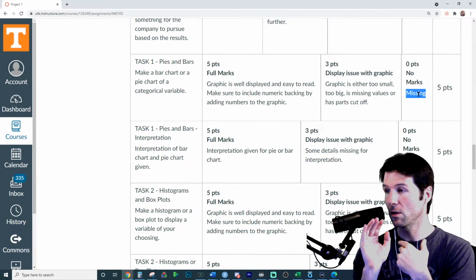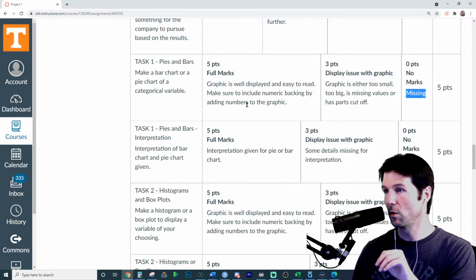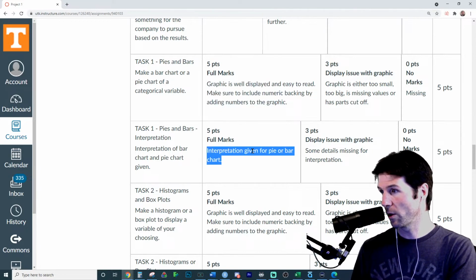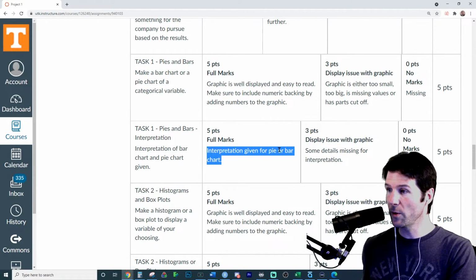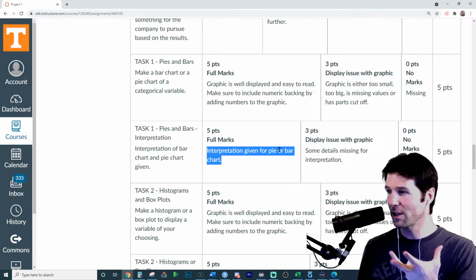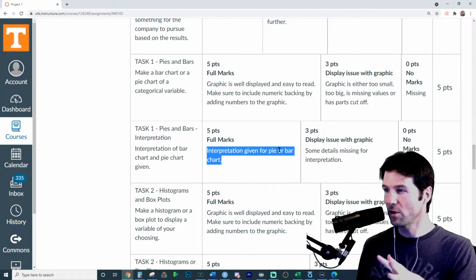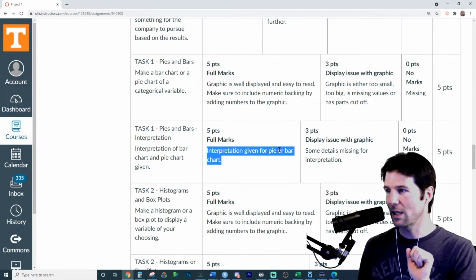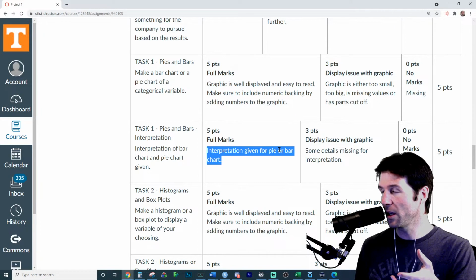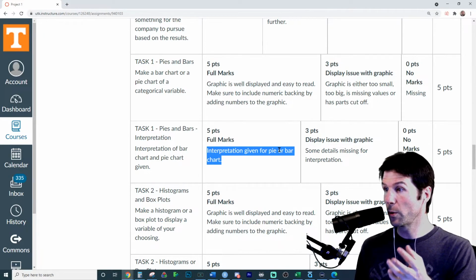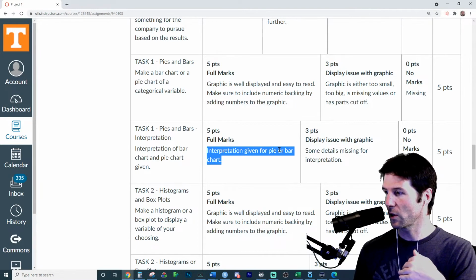Like, hey, does it look good? Does it have the numbers? Make sure you have the numeric backing on the graphics. Next, you need to interpret the pie chart or the bar chart. So with interpreting the pie chart or the bar chart, you need to actually give these numbers context. So pretend you have to explain this to someone who knows nothing about stats. I know pie charts and bar charts are not the most complicated thing in the world, but you have to be like, okay, there were 5 individuals who were in this group, or 2% of individuals were in this group, depending on if you do percentages or counts.